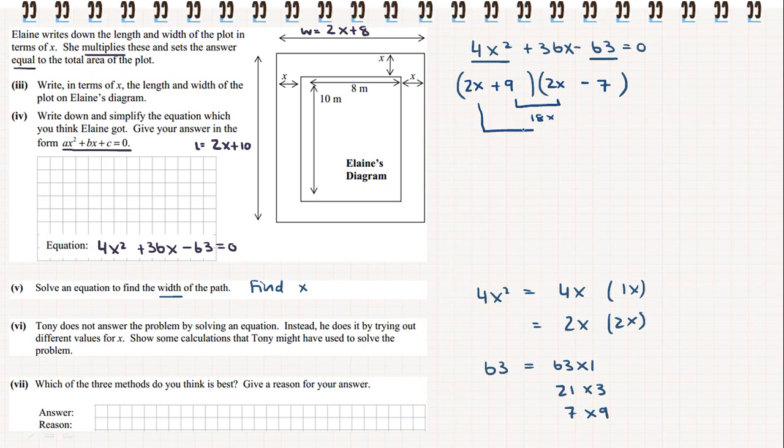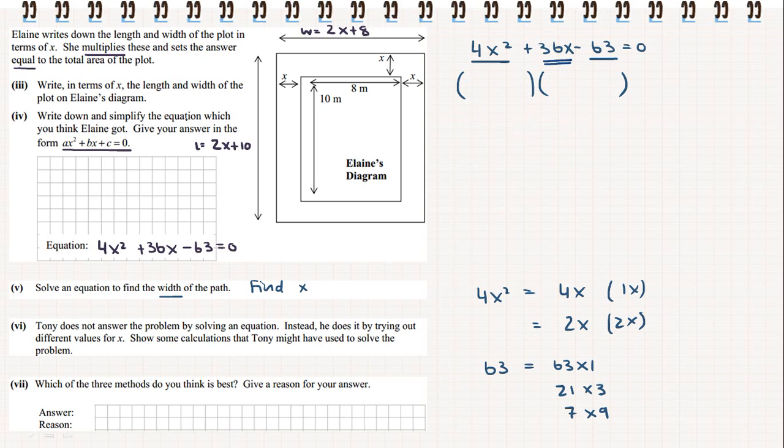2x by minus 7 is going to give us minus 14x. So this is how we check and make sure we get the value that's in the middle. So 18x minus 14x is going to give us 4x. So 4x does not equal 36x. So therefore we cannot use these values in our brackets. So let's try again.